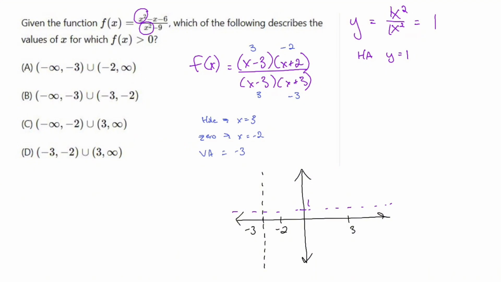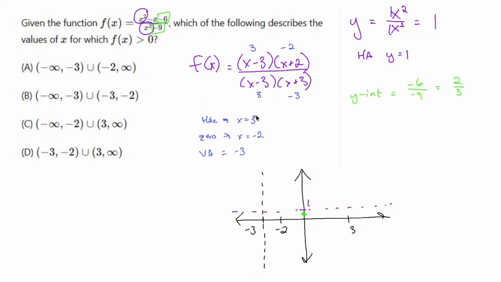Now the other thing that I didn't find out is my y-intercept. My y-intercept happens when you have the constant number in the numerator divided by the constant number in the denominator. That's going to happen at negative 6 over negative 9, which is going to be 2/3. So this is going to happen. Okay? So let's, again, evaluate what we have.